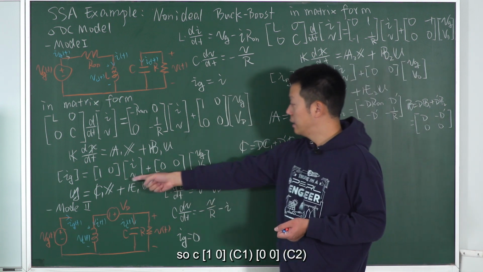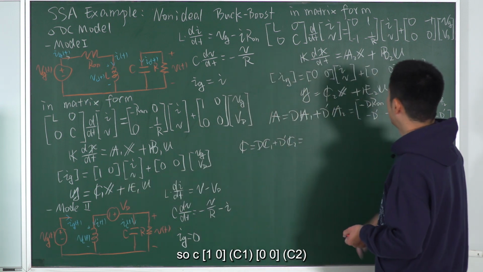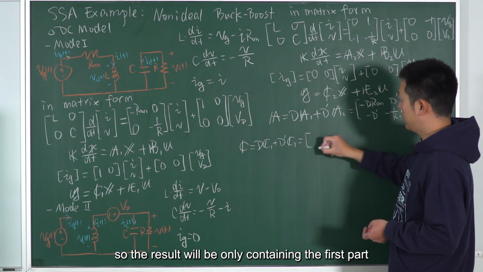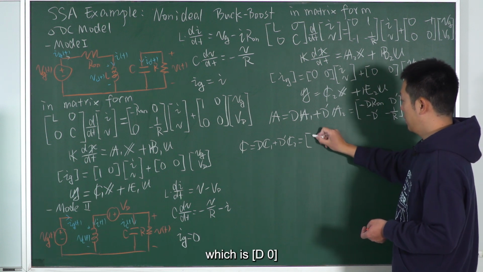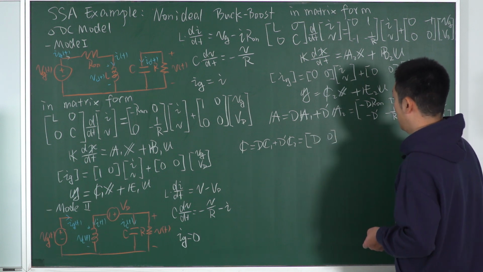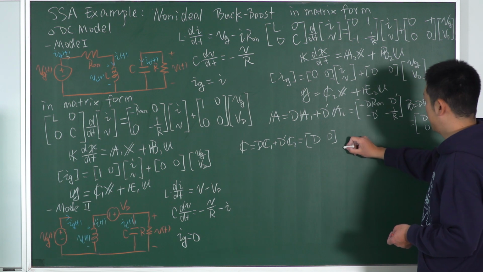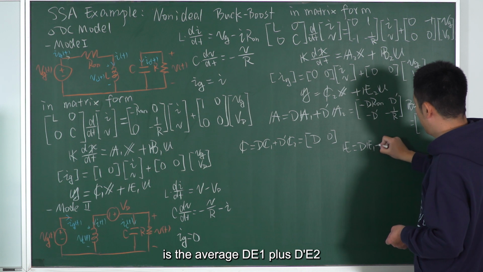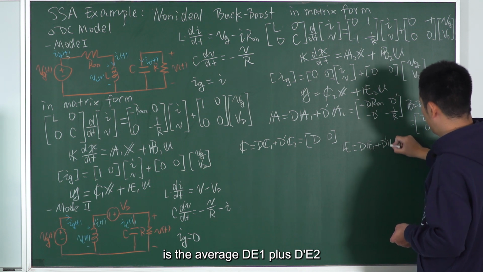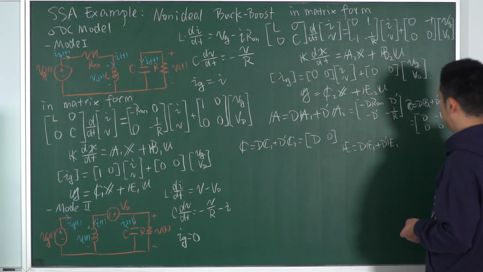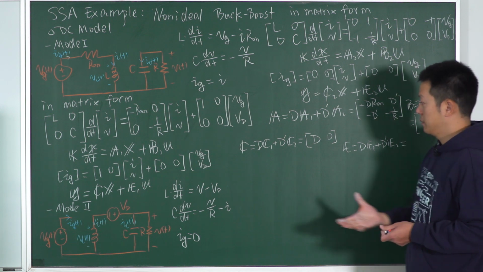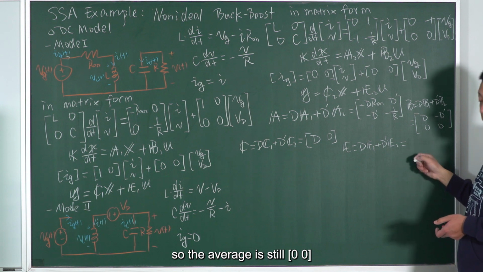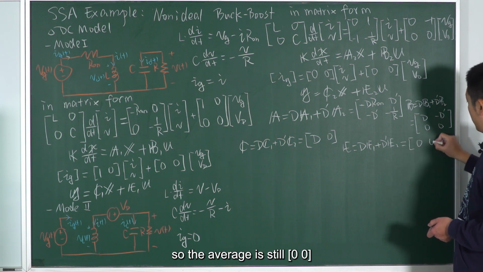So C1, 0, C1, 0, 0, C2. So the result will be only containing the first part, which is D0. And next will be E, which is the average of E1 plus D prime E2. So E is 0, 0, 0, 0. So the average is still 0, 0.